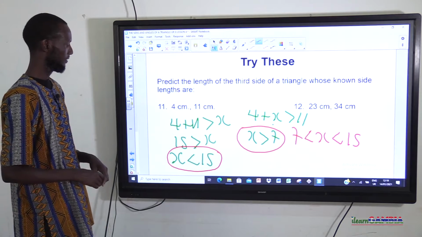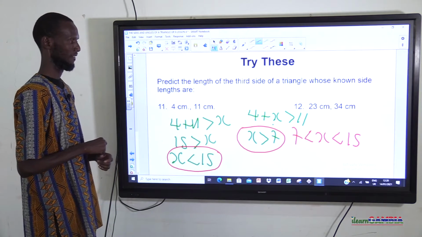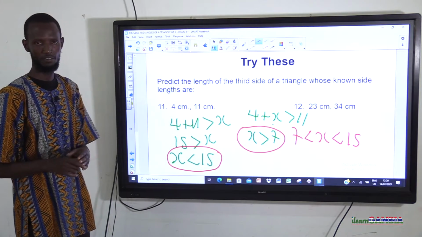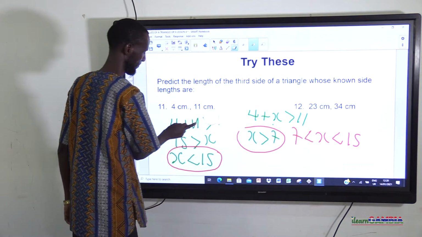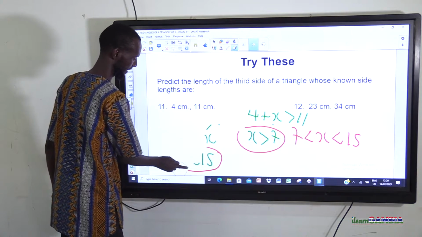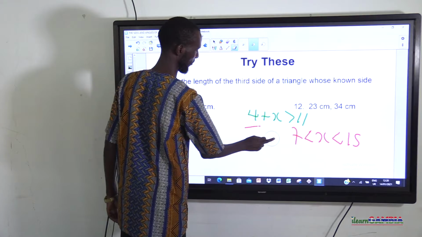And we have number 12, 23 centimeters and 34 centimeters. We look this up and predict or get the range of possible values for our third side.